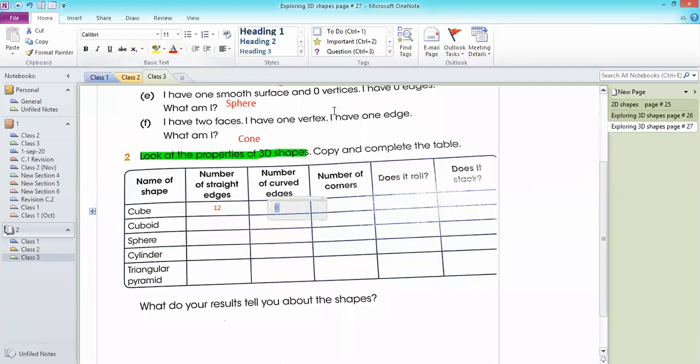All edges are straight. And how many edges are there in a cube? Yes, guys. How many? Zero. How many straight edges are there in a cube?